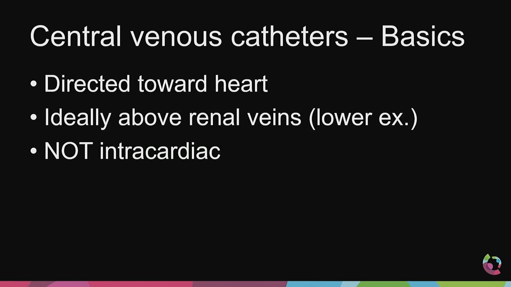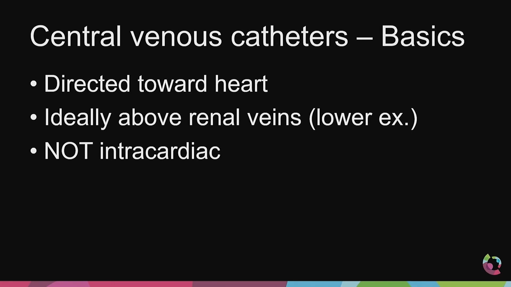So do take advantage of some of these features that are built into your PACS to help you characterize the position of these tubes. Now, basic facts and guidance about central venous catheters. Obviously, we want these directed toward the heart because they're delivering medication that needs to be dumped into large volumes of blood. Ideally, for lower extremity approach catheters, you want the tip of those venous catheters above the level of the renal veins, so you avoid thrombosing the renal veins.